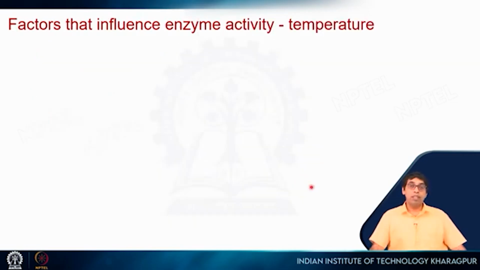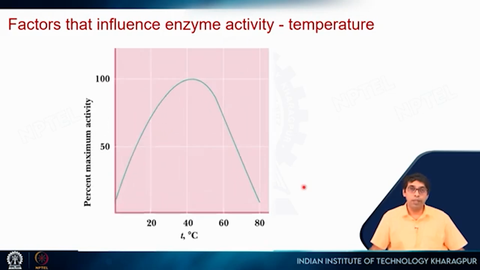So, what are the factors that influence the reaction? Just like any chemical reaction, temperature is one factor that will influence enzyme activity. We know that as temperature is increased, the reaction rate is increased. For most enzymes, if we think about enzymes that are present in humans, we will see something like this, that with increase in temperature, the activity increases.